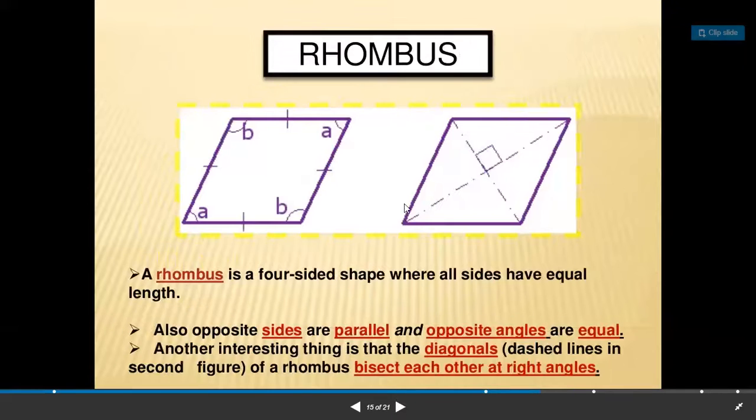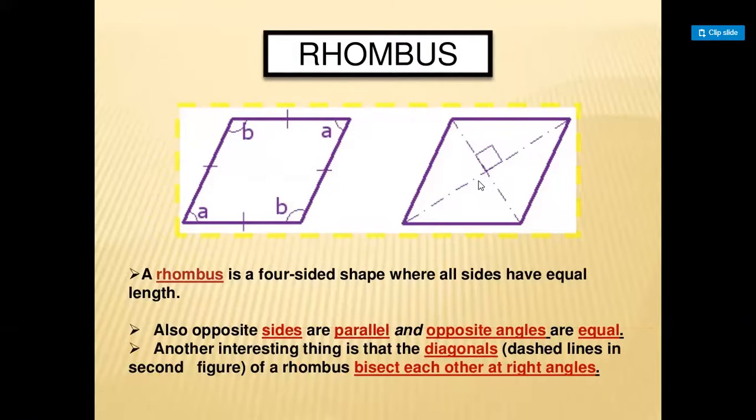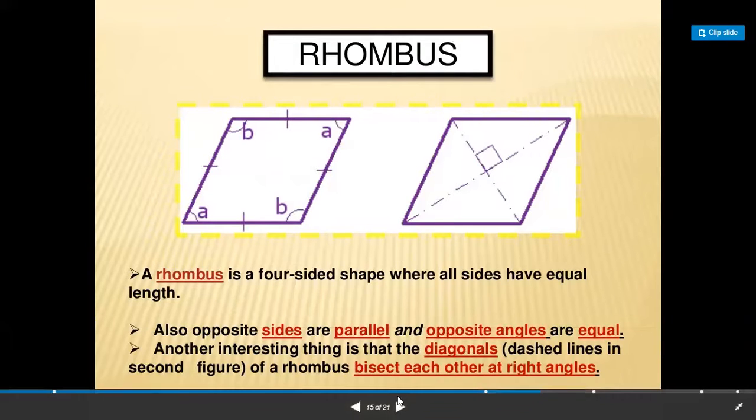Next is your rhombus. Rhombus is a four-sided shape with all the sides equal. Opposite sides are equal and parallel and opposite angles are equal. Another interesting thing is that the diagonals bisect each other. But the diagonals are not equal, beta. Diagonals are equal in case of square and rectangle, but not in case of rhombus. This is written in your book on page number 52.